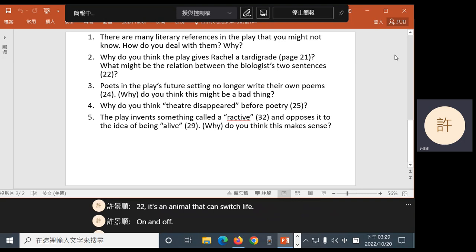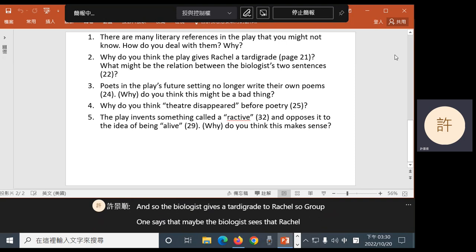And so the biologist gives a tardigrade to Rachel. So group one says that maybe the biologist sees that Rachel needs this kind of skill to be able to switch her life on and off, to be able to survive in any kind of situation. Because what's going on with Rachel in this play?